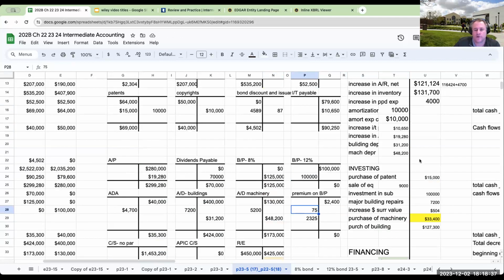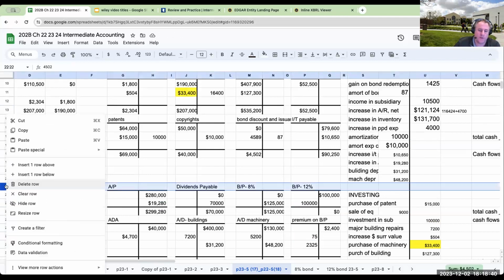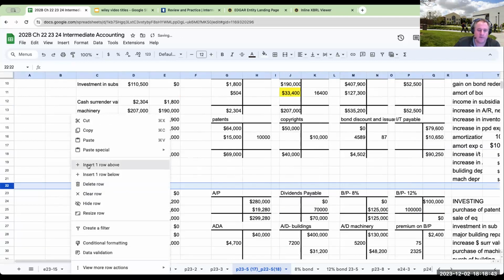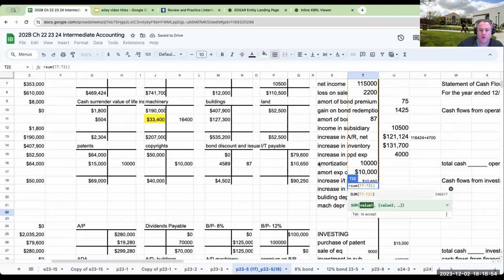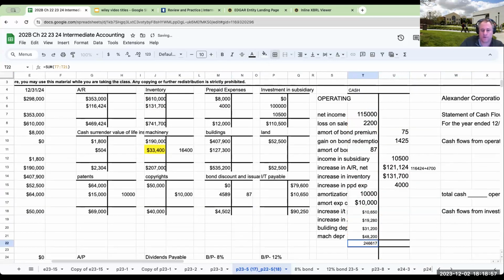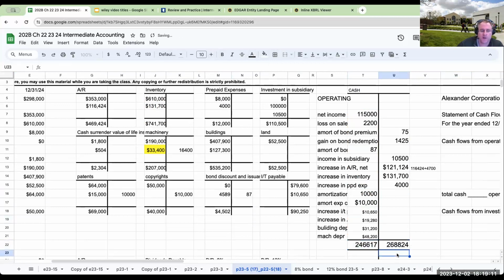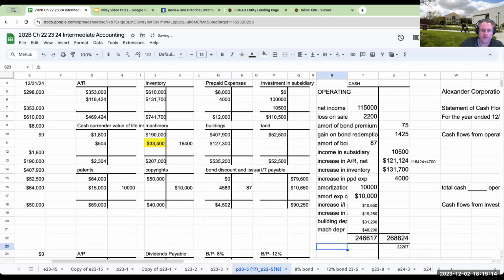So I've gone through and done all these other things. And now I'm ready to add things up. On my massive T account, I'm going to be adding up my debits and my credits. When I add them up, I've got total debits of 246,617. I have credits of 268,824.